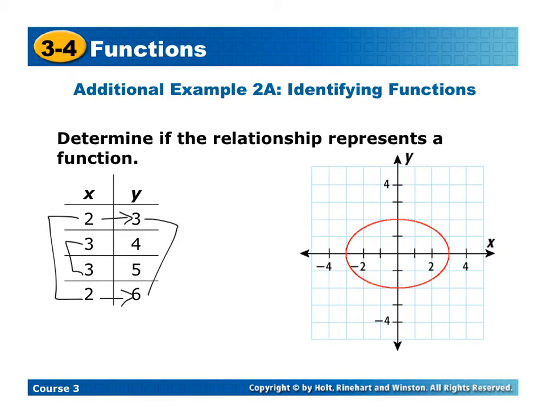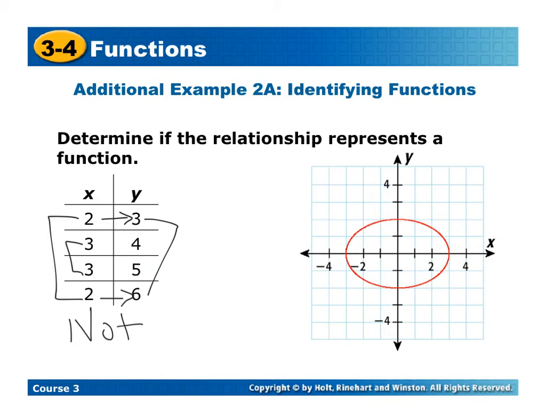Since these two are different, this is not a function because 2, which is our input, has two different output values, one of 3 and one of 6. Same thing if we look at the 3, we see that one output value is 4 and one is 5.